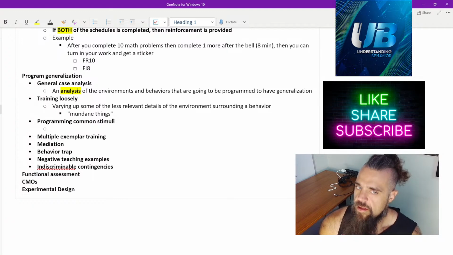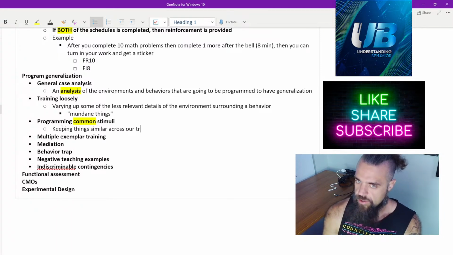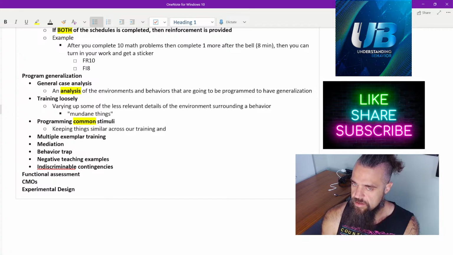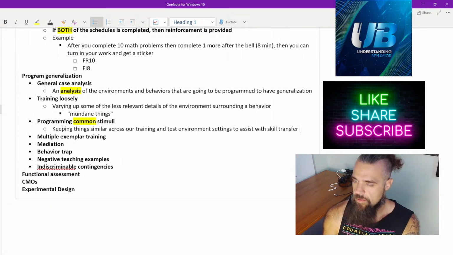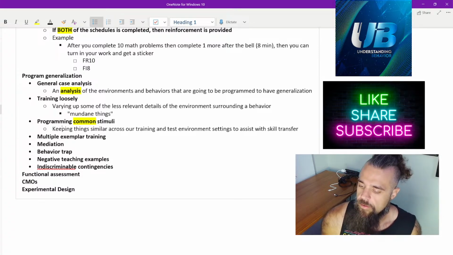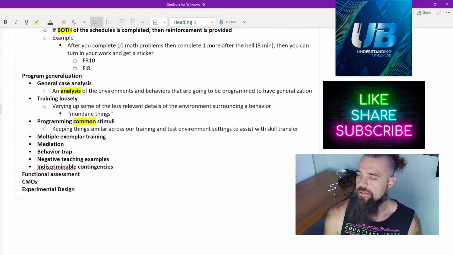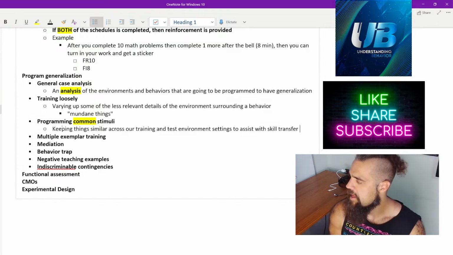Programming common stimuli. I want you to focus on this word, common. What we're doing here is keeping things similar across our training environment settings and test environment settings to assist with skill transfer. So if we're teaching somebody how to make phone calls, like call their parents, we might do that with their same phone in all of their environments. If they're at school, they have their phone. At home, they have their phone. Out with their friends, they have their phone. So that thing is being consistent.